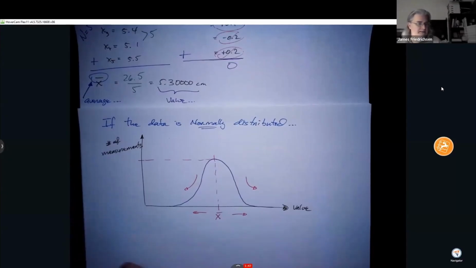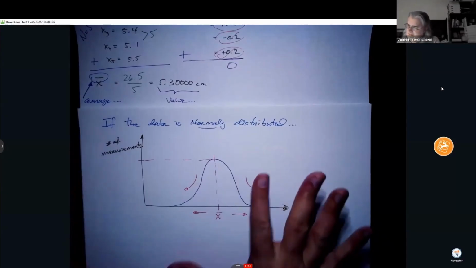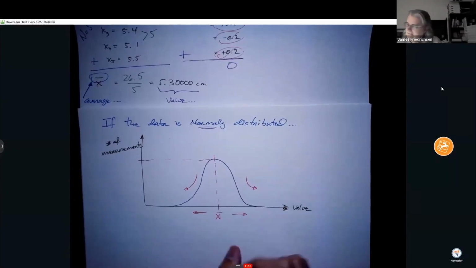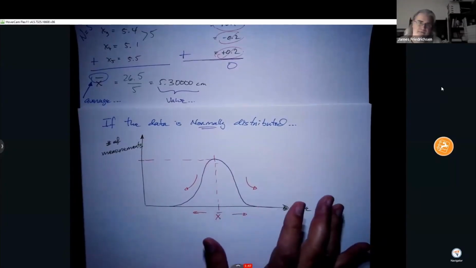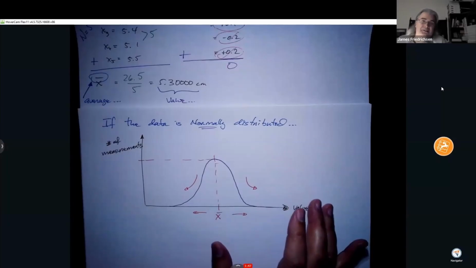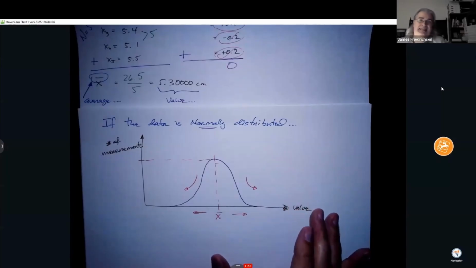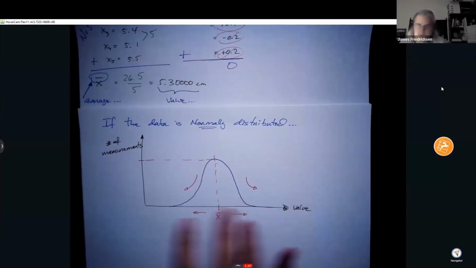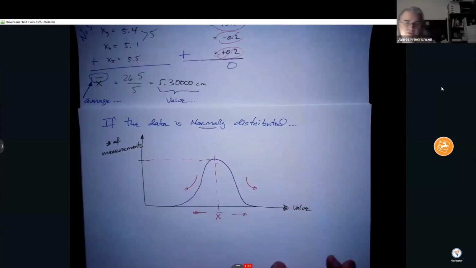And so we believe that this is how the data should look. And a lot of times, in order to see this type of distribution in your data, you need hundreds, if not thousands, of data points in order to start to see this pattern emerge.